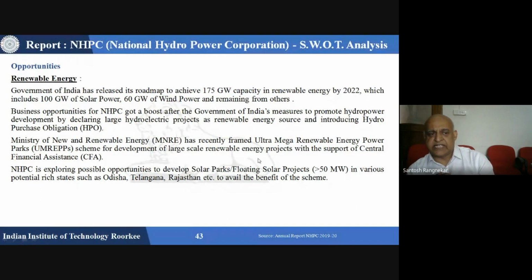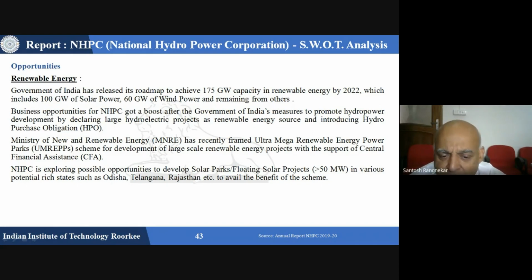Opportunities are there in renewable energy. The Government of India has released its roadmap to achieve 175 gigawatt capacity in renewable energy by 2022, which includes 100 GW of solar power, gigawatts of wind power, and the remaining from others. Business opportunities for NHPC got a boost after the Government of India's measures to promote hydropower development by declaring large hydroelectric projects as a renewable energy source and introducing hydro purchase obligations.